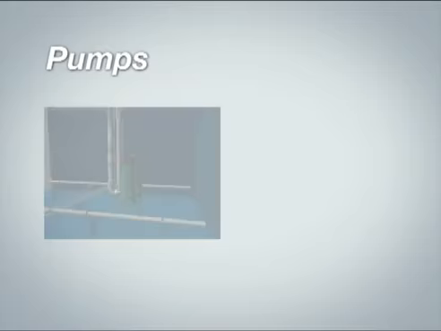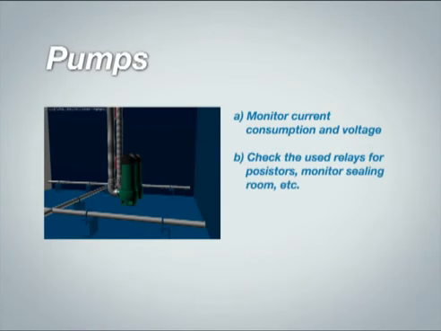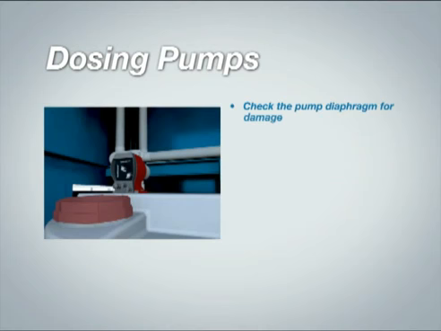Monthly maintenance tasks, plant maintenance team level. For pumps, monitor current consumption and voltage. Check the used relays for resistors, monitor sealing room, etc. For dosing pumps, check the pump diaphragm for damage.